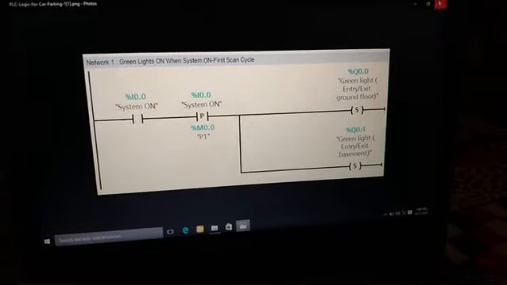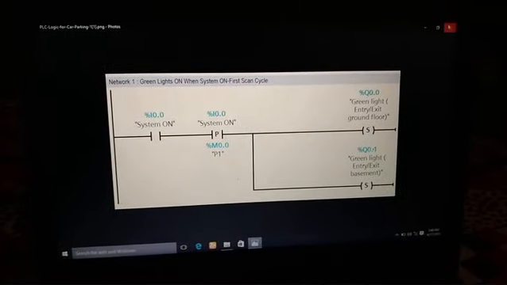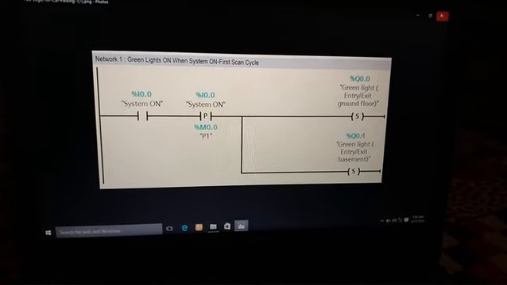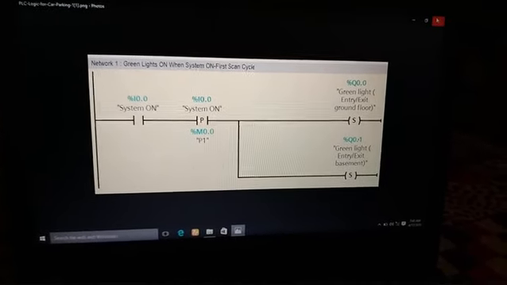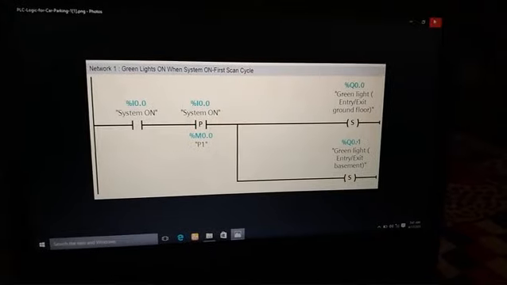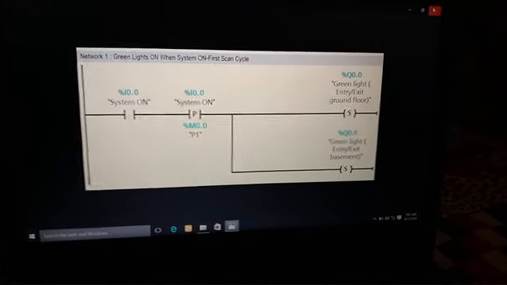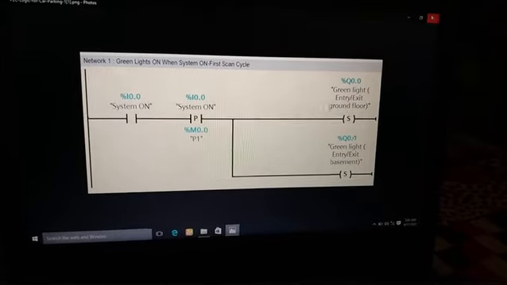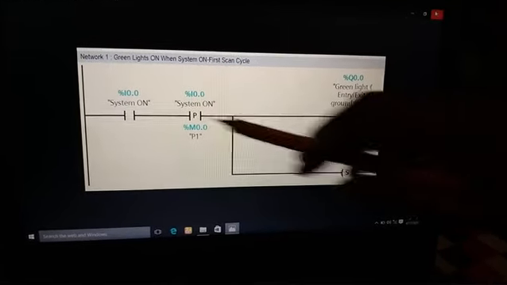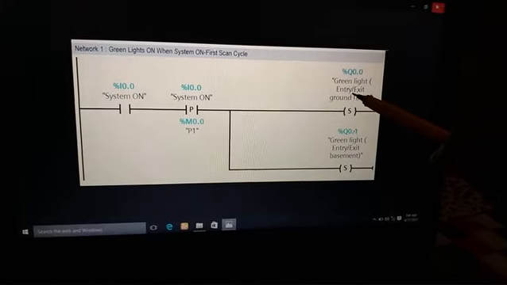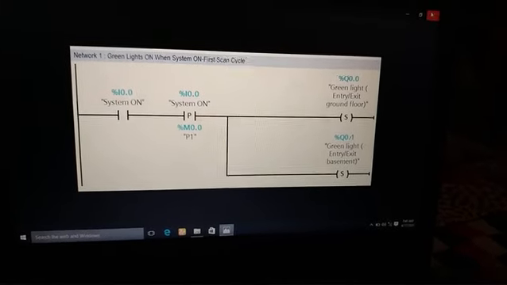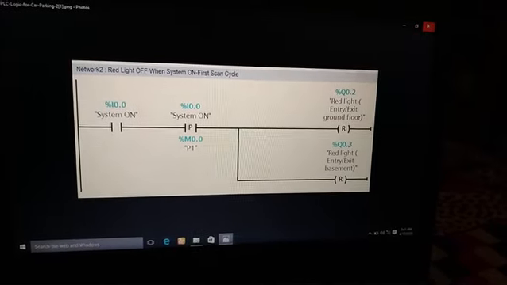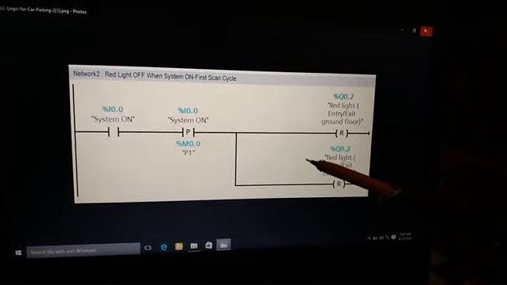In network 1, when the system is on, initially the green light should be on and the red light should be off. It indicates there is no car in the passage. So when the system is on, the green lights at the ground floor and at the basement should be on.